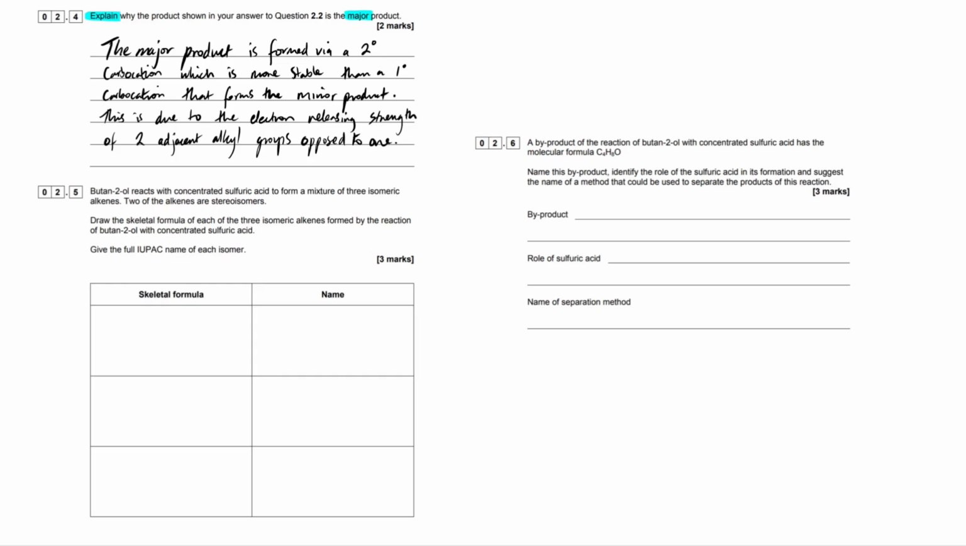So let's read through this. The major product is formed via a secondary carbocation, which is more stable than a primary carbocation that forms the minor product. This is due to the electron releasing strength of 2 adjacent alkyl groups as opposed to 1. Now, this electron releasing ability of alkyl groups can also be interchanged with the positive inductive effect, okay?